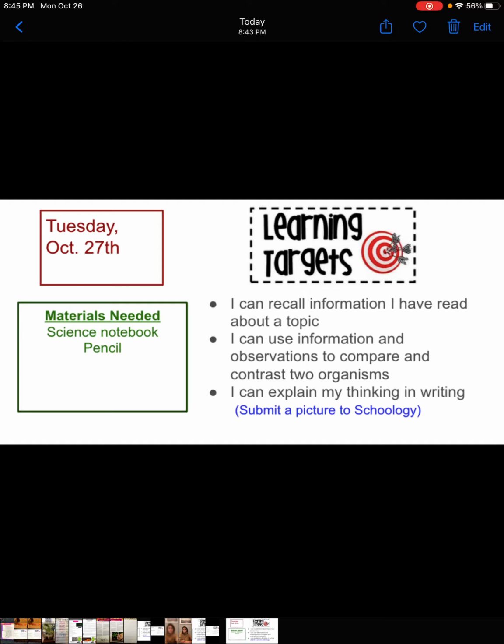The materials you will need today are your science notebook and a pencil. And our learning targets are, I can recall information I have read about a topic. I can use information and observations to compare and contrast two organisms. And I can explain my thinking in writing.